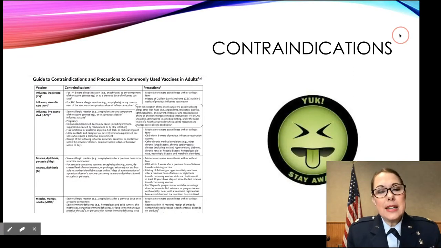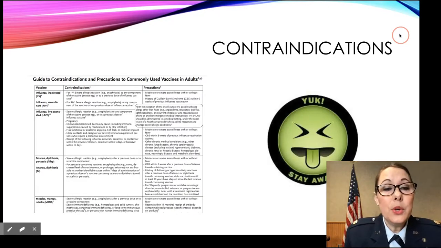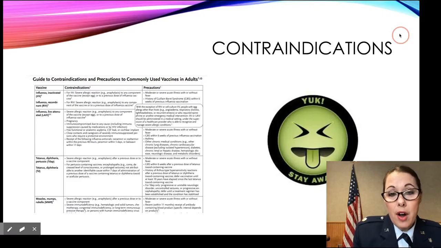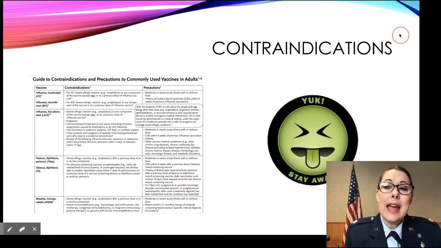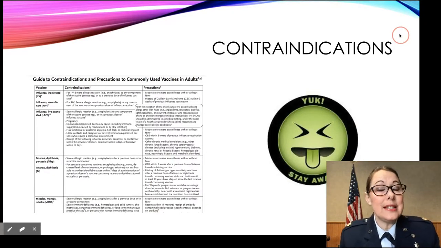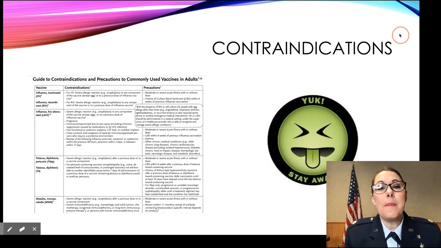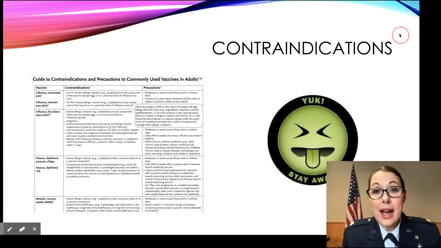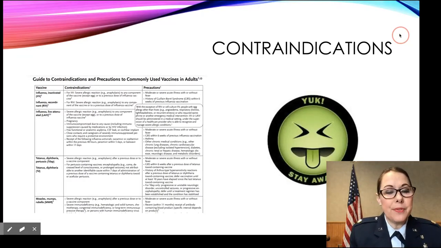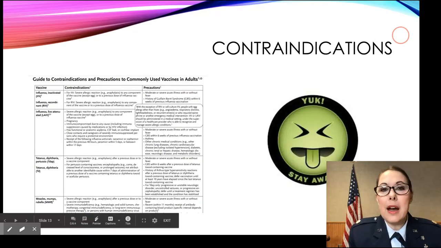So contraindications, there's also other lists, as you see here, that can tell you what contraindications there are for different vaccines. And as well, we're going to see these with the COVID vaccine too. In the manufacturer's package insert, it should have what the contraindications will be for that vaccine. So we're going to want to make sure that we watch for that.